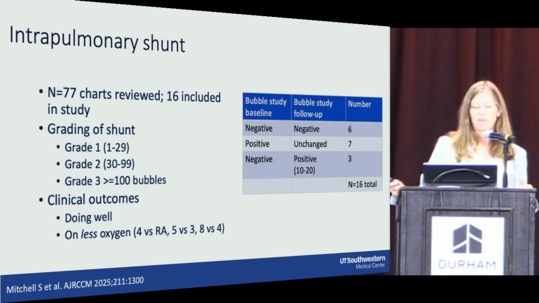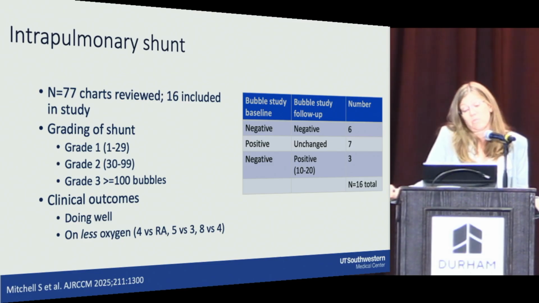In the table, I've got patients who were negative at baseline and negative at follow-up, which was 6. And then there were 7 patients who were positive at baseline and unchanged. They already had an amount of shunt. And then the 3 patients who became positive. So they had a negative study at baseline, and then in follow-up had 10 to 20 bubbles, which is a grade 1 shunt. So that's what we know so far.